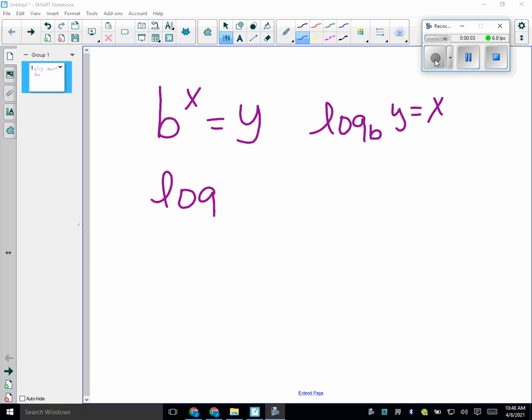I'll give you the problem. Log base 3 of 9 equals 2. And I want you to change this problem to exponential. How would I do that?